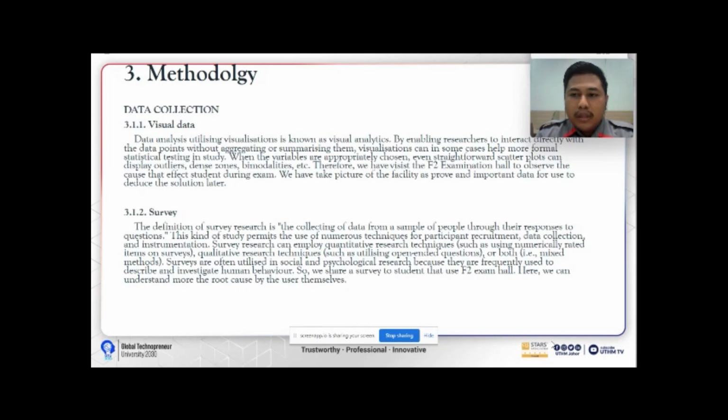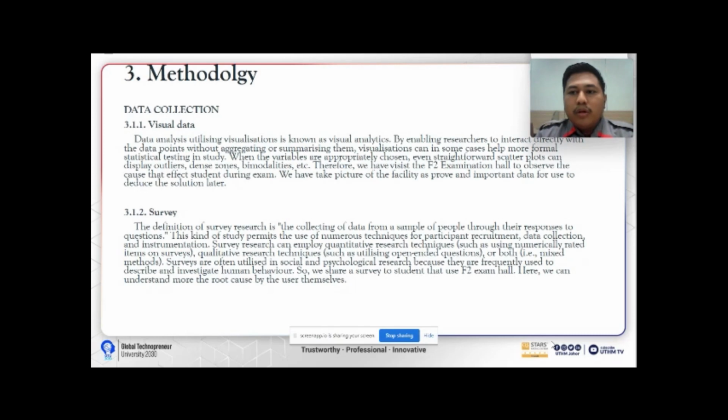For example, the chair, the table, the air condition, light system, and many more. Second, we are conducting a survey. We have shared our survey to lots of UTHM students that have undergone exams in the F2 exam hall.